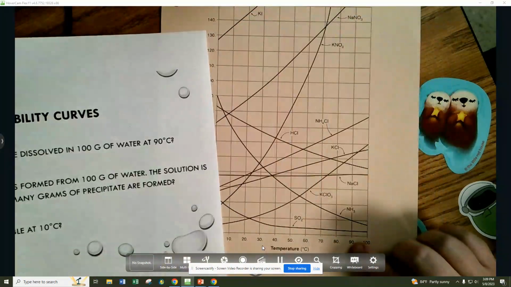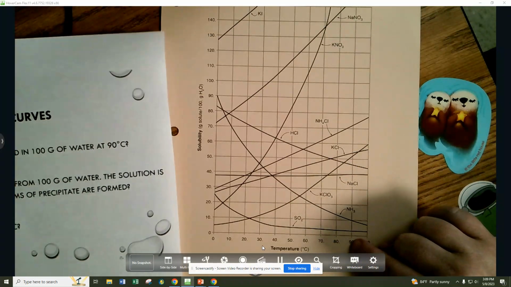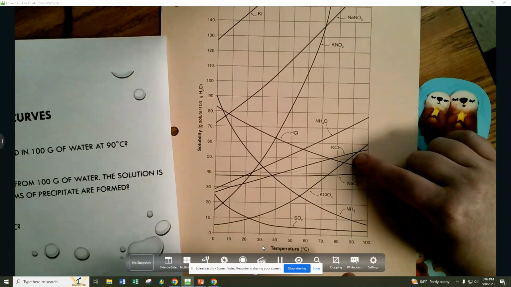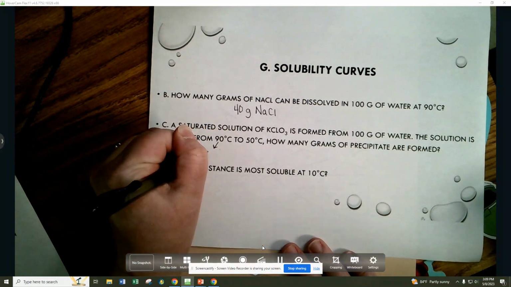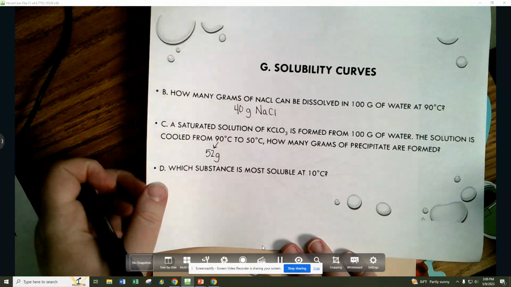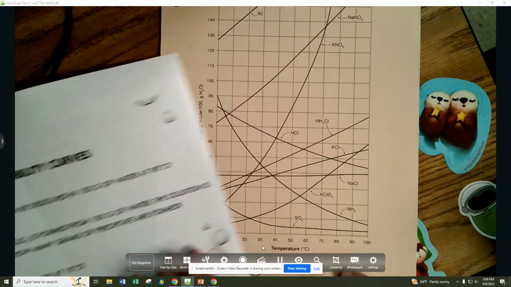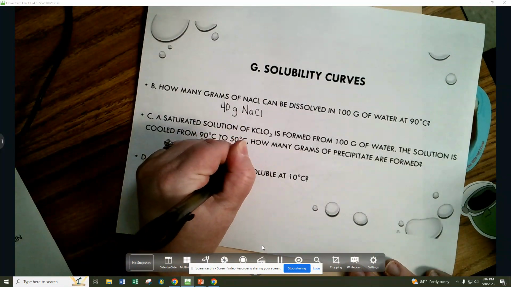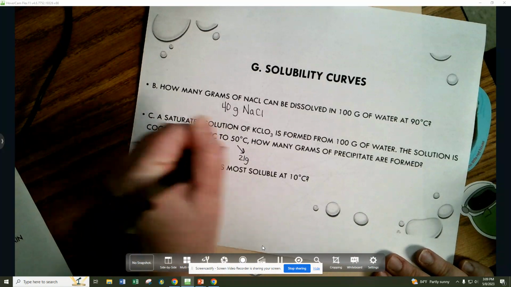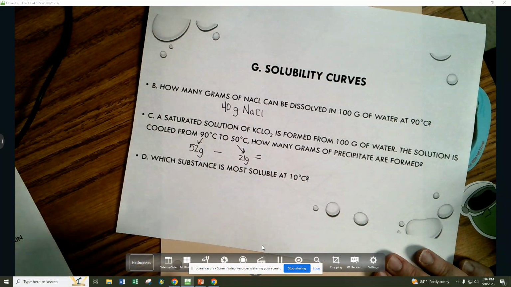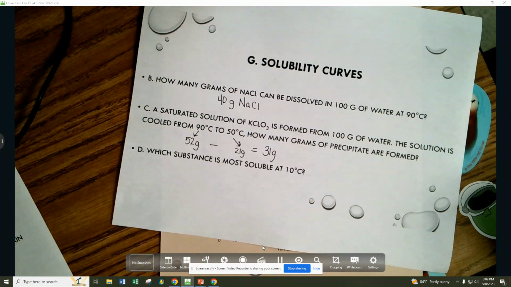So we find 90 degrees and KClO3, and that crosses, it looks like, here. So it looks like it's approximately 52. There's a little bit of estimation to this, okay? So you just want to ballpark it, and this can hold about 52 grams. Well, if we cool it to 50, and we see where it crosses with KClO3, at this point it can only hold about 21 grams, okay? So if we can originally hold 52, at this point it can only hold 21. What we do is just subtract these two, and that's how much is going to settle out. So 31 grams is going to settle out because solubility decreases with the decrease in temperature.